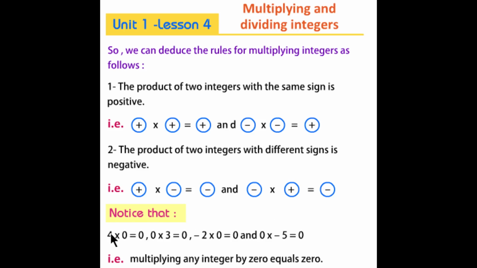Notice that 4 times 0 equals 0. 0 times 3 equals 0. Negative 2 times 0 equals 0. And 0 times negative 5 equals 0. That's to say, multiplying any integer by 0 equals 0.